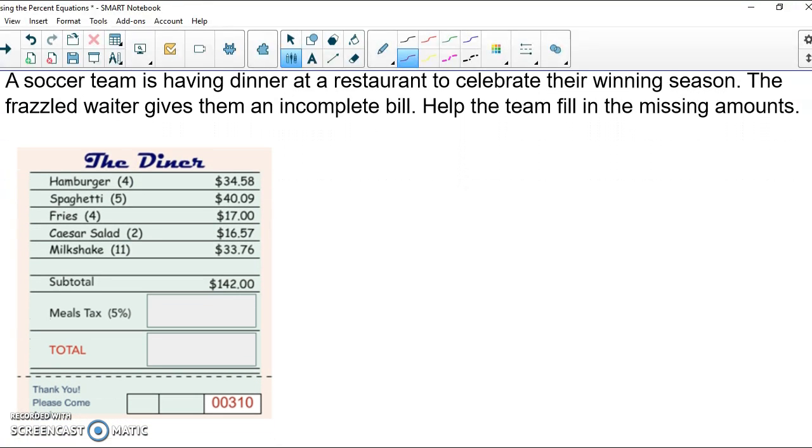So we have an incomplete bill here, and we need to fill in these missing amounts. So here are the things that we bought. We bought 4 hamburgers, 5 spaghetti dinners, 4 orders of fries, 2 Caesar salads, and 11 milkshakes. And that came to $142. But in addition to this, I have to pay 5% tax on this subtotal. So what I'm really finding is, what is 5% of $142?